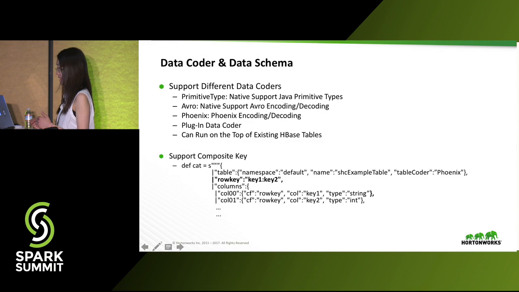To save data in HBase, we need to convert the data type to HBase byte array. This connector has different data coders. Users can choose one of them based on their needs. First, primitive type. Primitive type coder is a custom serialization, using a simple native encoding mechanism.